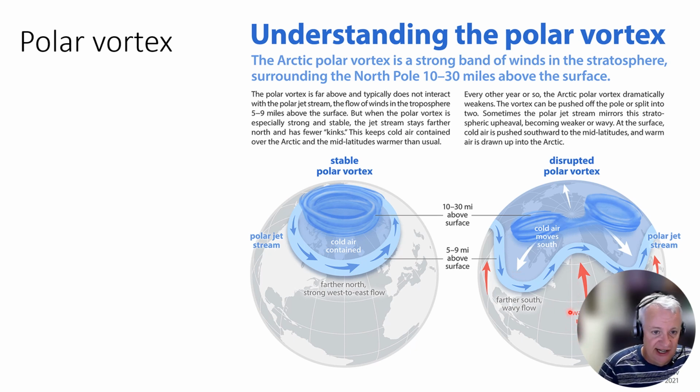That shift in the jet stream can cause warm air to move further north than it normally might during the winter.